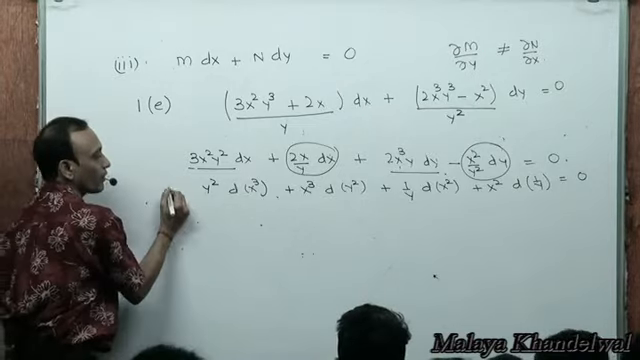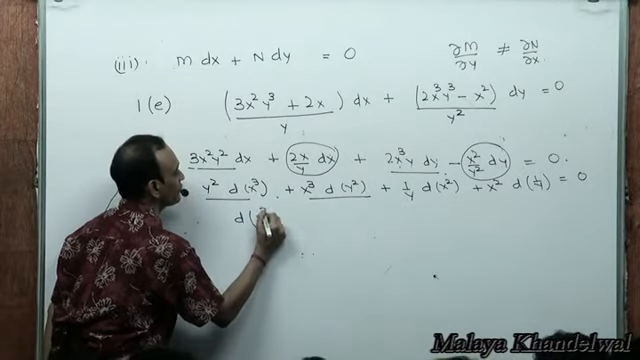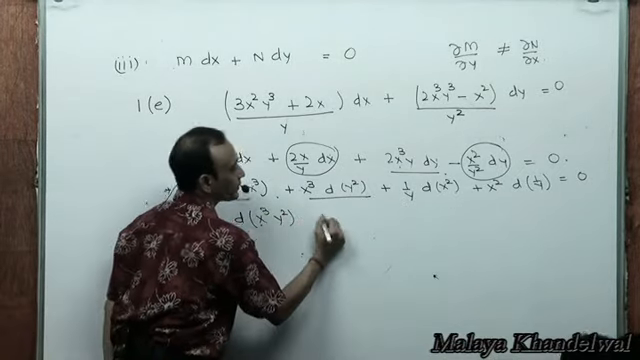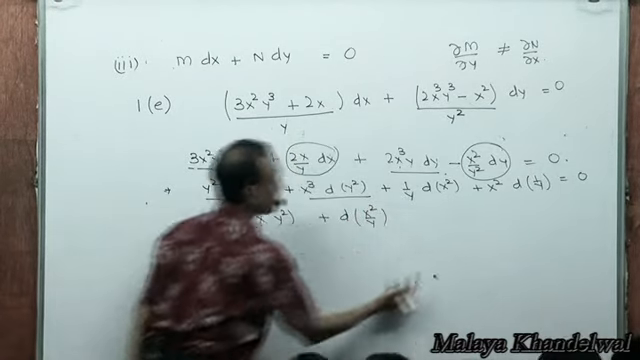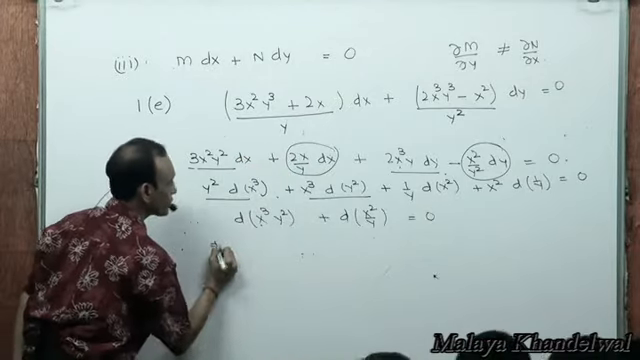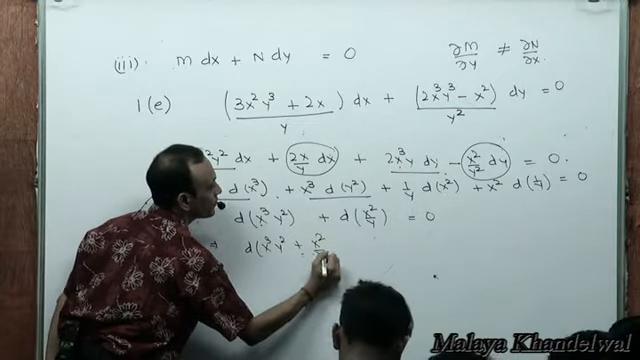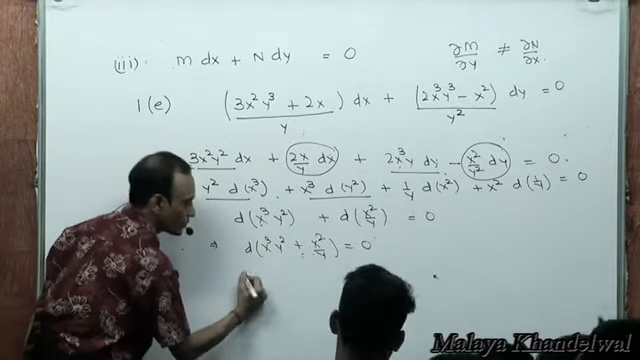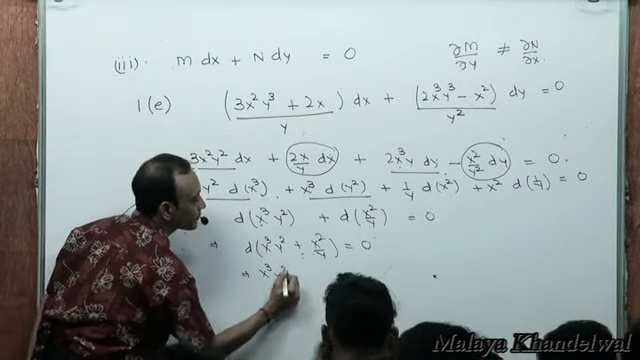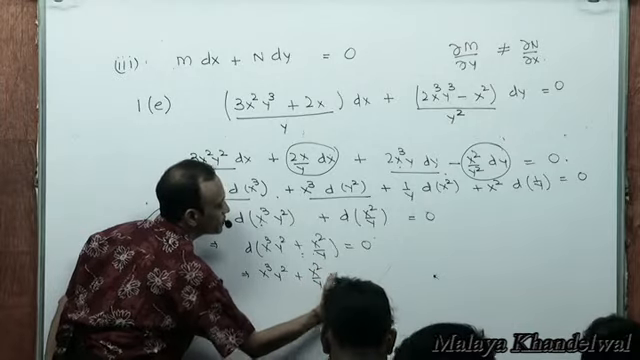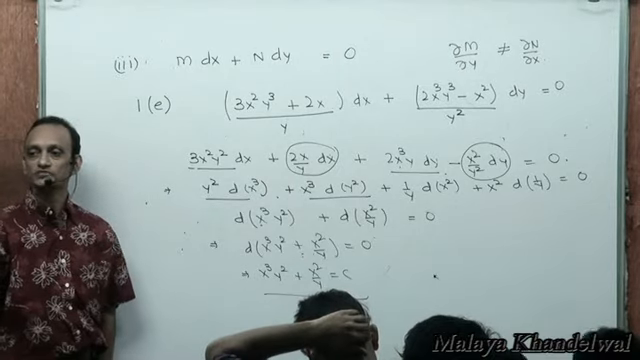Now these two in product form: d of (x cubed y squared) plus d of (x squared into 1 by y) equal to 0, or d of (x cubed y squared plus x squared by y) equal to 0, or x cubed y squared plus x squared by y equal to a constant. That's the solution to this differential equation. Got me?